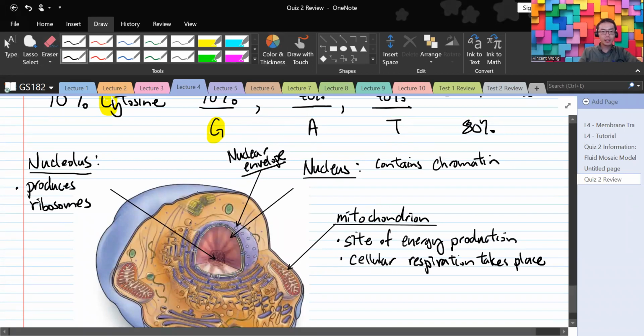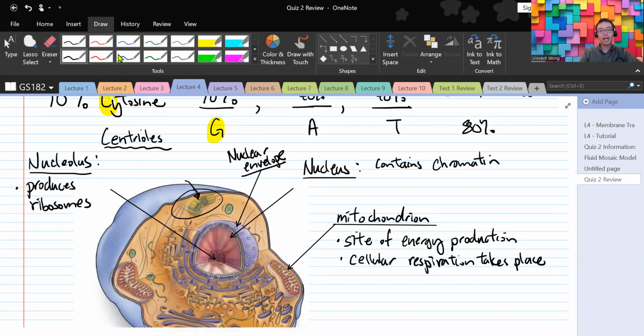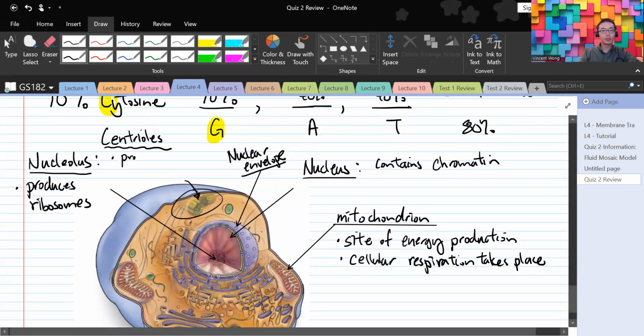Now this thing right here, we mentioned it at the end of class, so a lot of people might have missed that. That's the centriole. Centrioles. You would have a pair of them in animal cells, but not plant cells. Their job is to produce spindle fibers, which guide chromosome movement.